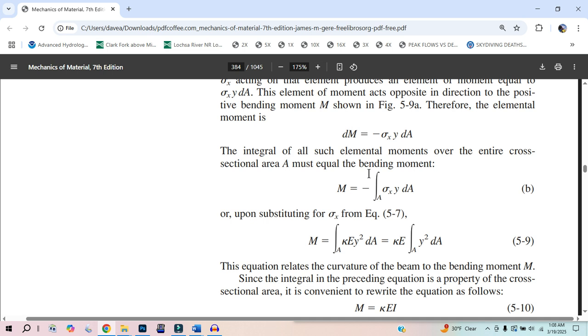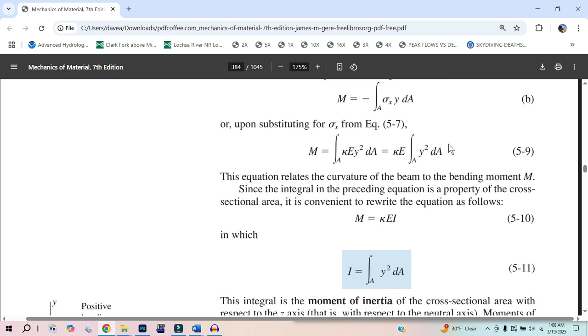And then doing the integration is just summing all those small little moments up, and we get this, you know what I mean? And KE is still a constant, and then we get the integration of y squared dA. Light bulbs should go on, that this is just moment of inertia, you know what I mean? And so, hell yeah. But we're still not done yet.